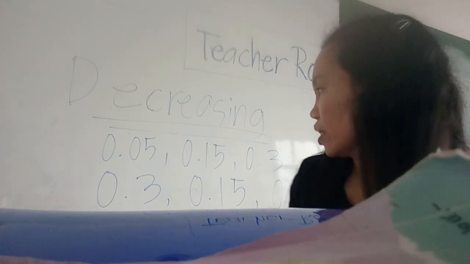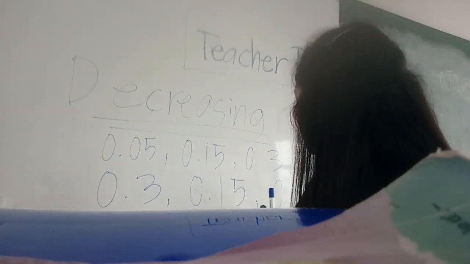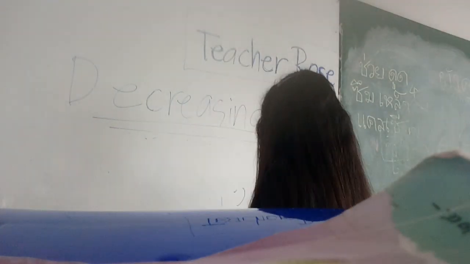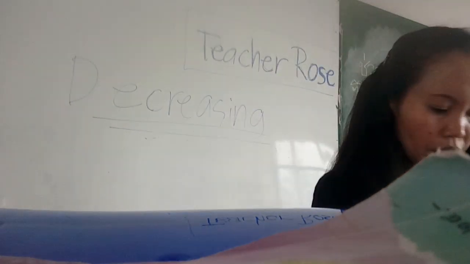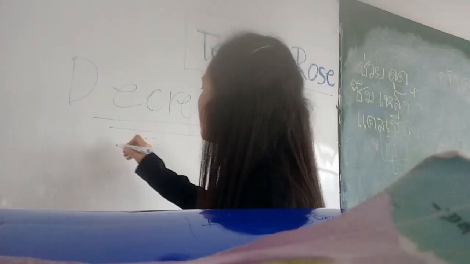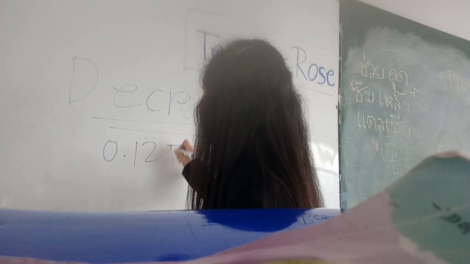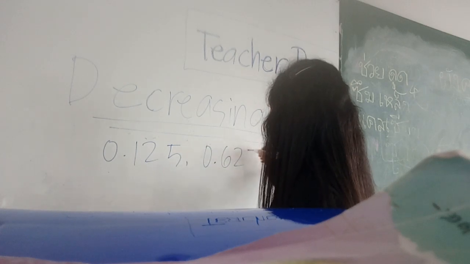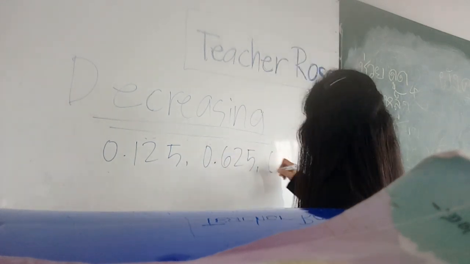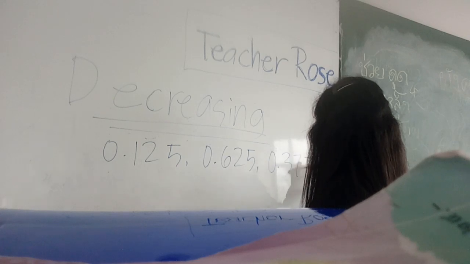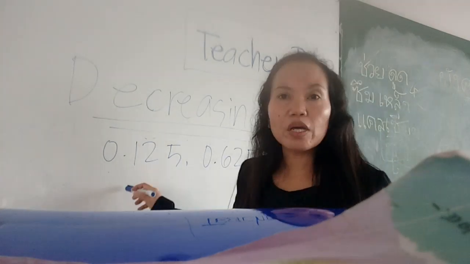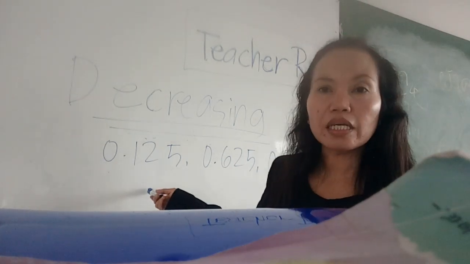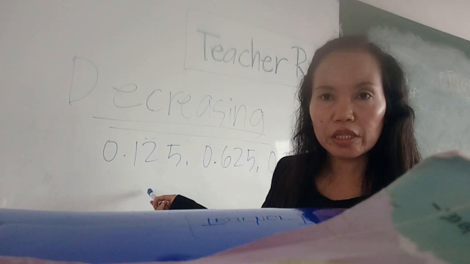Okay, now let's have another example in decreasing orders. Example: 0.125, 0.625, and 0.375. How are we going to arrange this into decreasing order? So first, let's look at the first number after the decimal point.